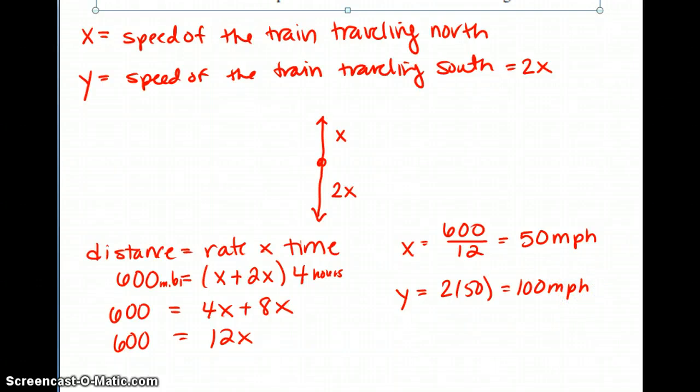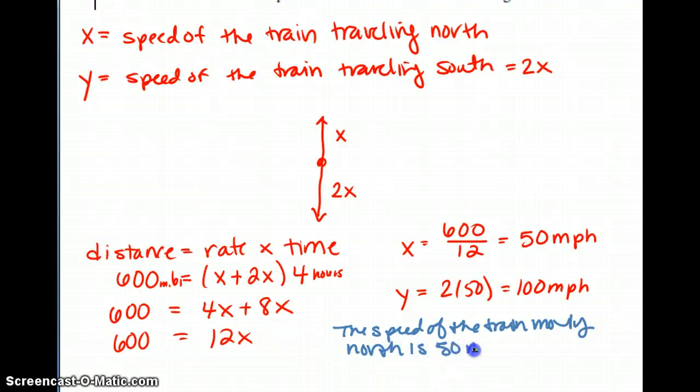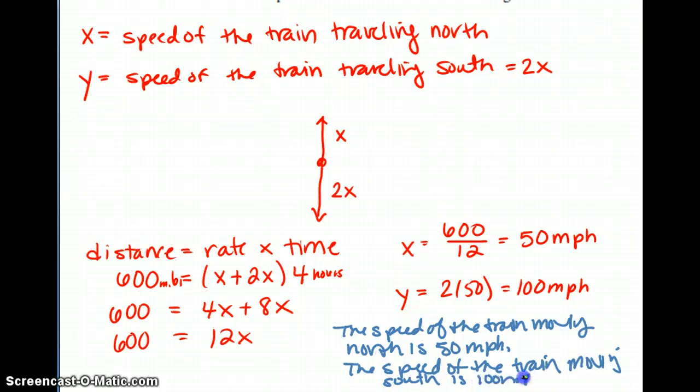Again, like we said in the last problem, you should write out your answers in complete sentences. The speed of the train moving north is 50 miles per hour. The speed of the train moving south is 100 miles per hour.